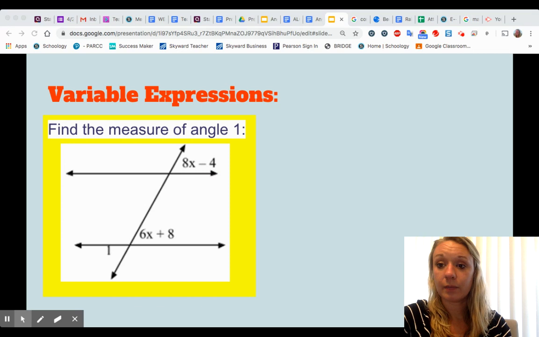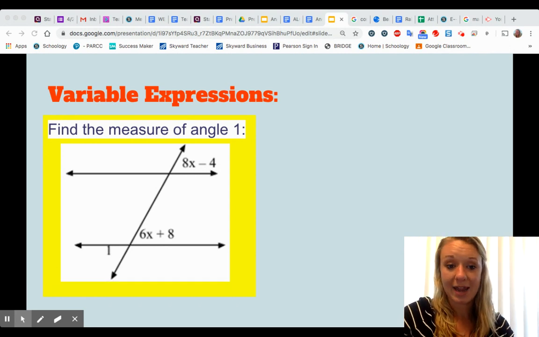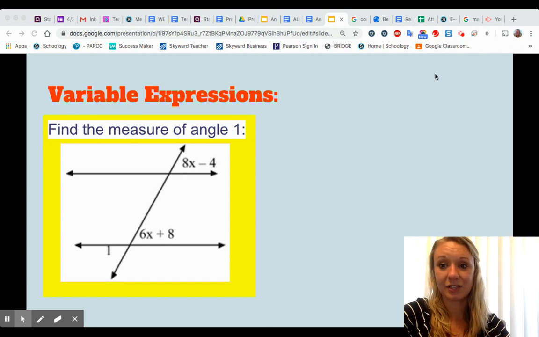Now, here's where we can push it one step further, and this is really thinking about your high school math classes. This is where we need to get to. It's not asking you to solve for x, it's asking you to solve for the measure of angle 1 right here. We don't have anything in angle 1. All we know is that we've got this expression and this expression.